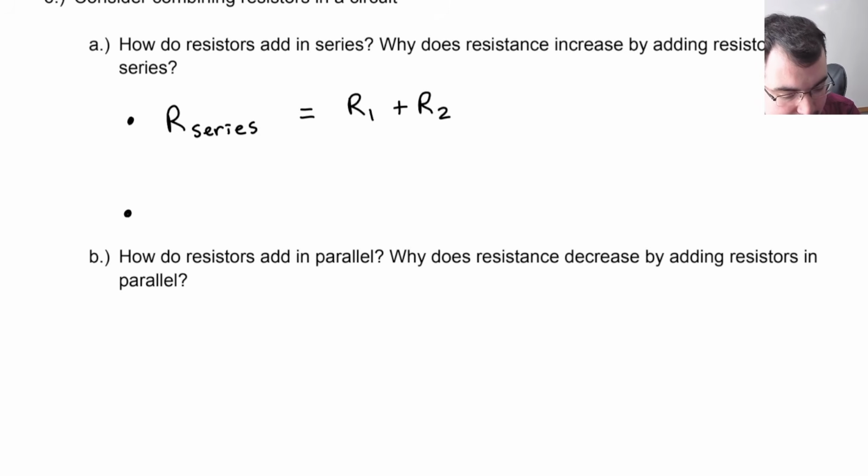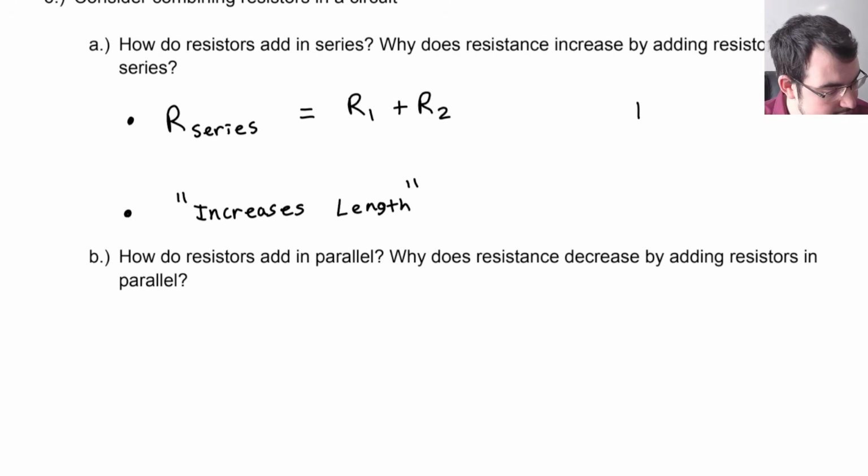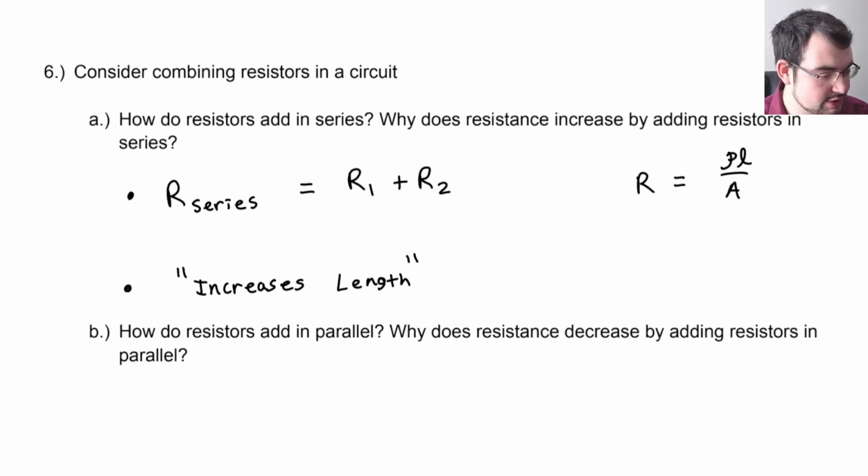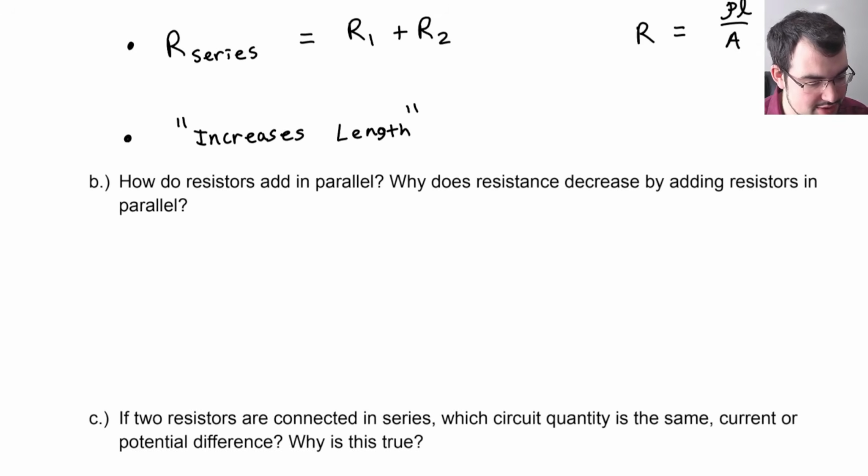And this effectively increases length. So that's why resistance goes up, because we said R is equal to rho L over A. So if we're effectively doing a series, we're just making the circuit longer. So of course, series resistance goes up.